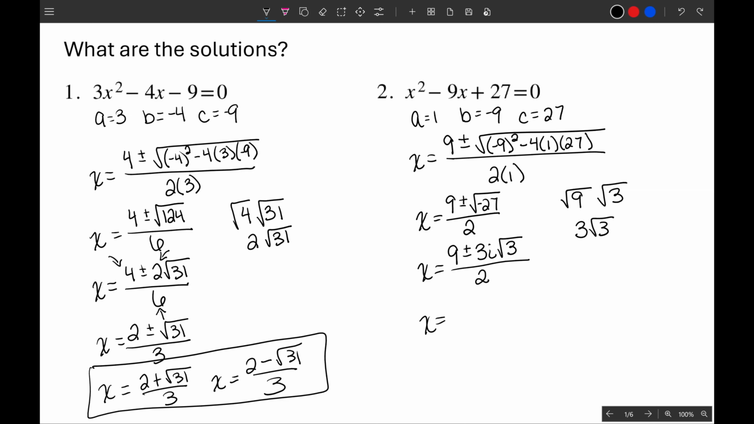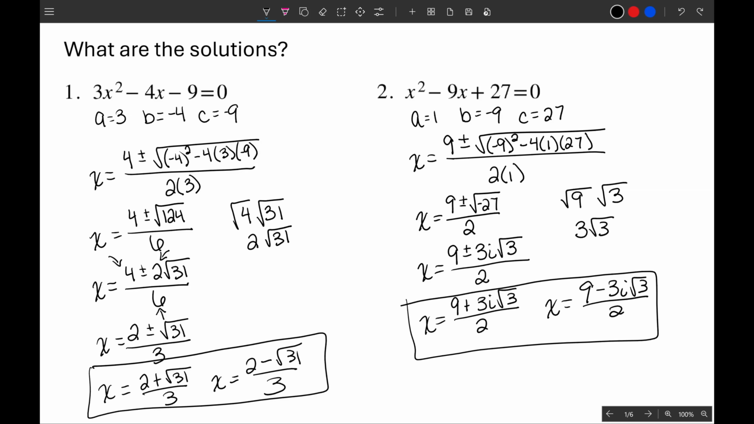And you cannot reduce the 9, the 3, and the 2. So you have 9 plus 3i square roots of 3 over 2. And then you also have 9 minus 3i square roots of 3 over 2. Now remember, if you have imaginary answers, that means that your graph is never going to cross the x-axis.